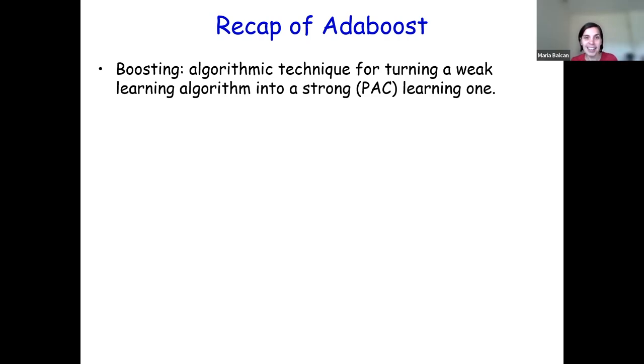And again, luckily, I'm speaking here after Cynthia and after Ellen. So you've already seen in Ellen's problem session and in Cynthia's lecture earlier today a little bit about boosting. So I only have to tell you enough about boosting to explain how to modify it for the distributed setting, because I'm assuming by now you are familiar with the topic. Boosting, as you have seen, is an algorithmic technique for turning a weak learning algorithm into a strong learning algorithm, a PAC learning algorithm that can achieve arbitrarily small error rates. Weak learning just means achieving a little bit better than random on any input distribution.